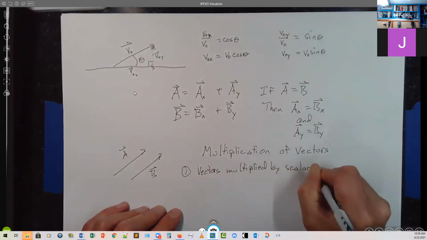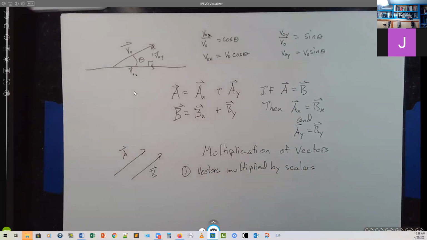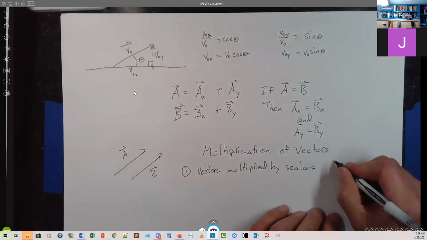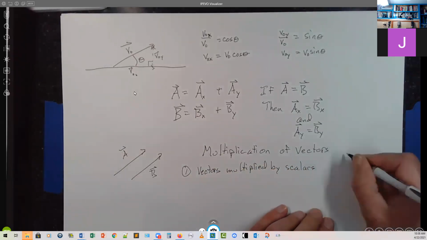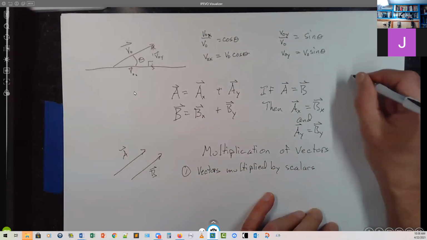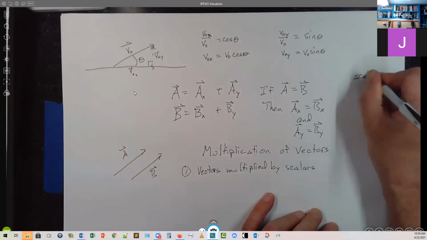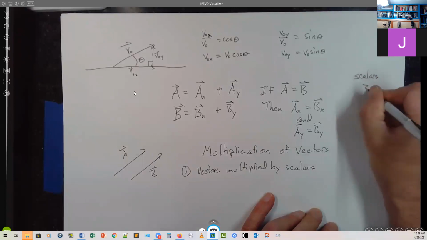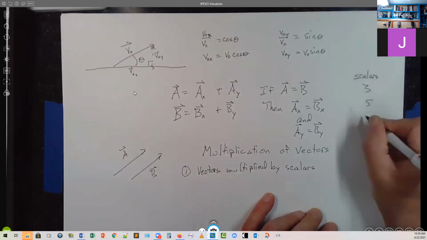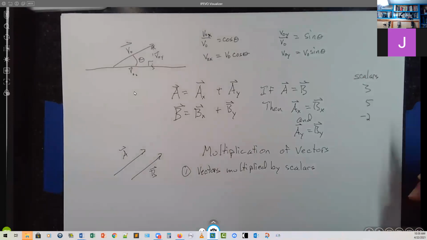Now, remember, a scalar is just a number. It's something that has just a magnitude, but no direction to it. So things that are scalars would be stuff like, I'll make a little table of them: 3 or 5 or -2. Now, those are all scalars that have no units.